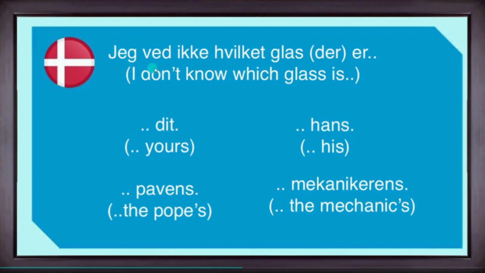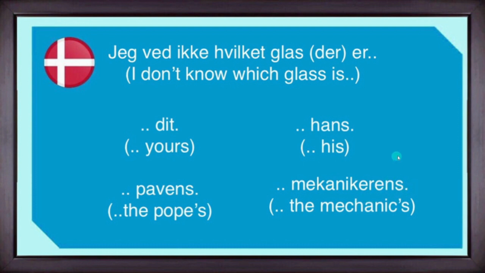So, jeg ved ikke, hvilket glas der er dit. Jeg ved ikke, hvilket glas der er pavens. Jeg ved ikke, hvilket glas der er hans. Jeg ved ikke, hvilket glas der er mekanikerens. Right? Yeah. Wonderful. And you can see all of these are like possessive. Dit is of course possessive, and pavens, and hans, and mekanikerens again. Right?